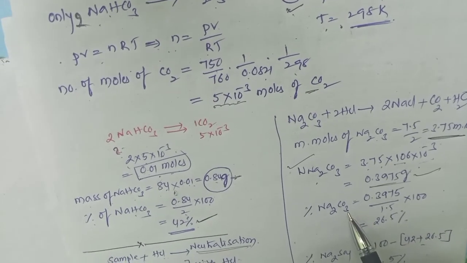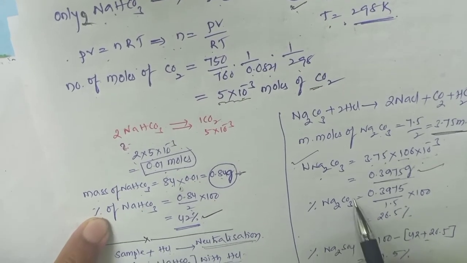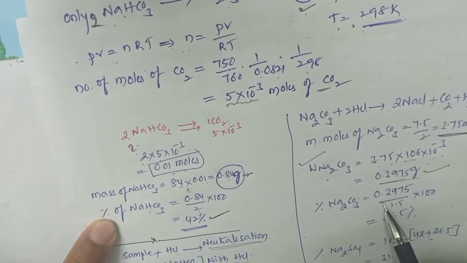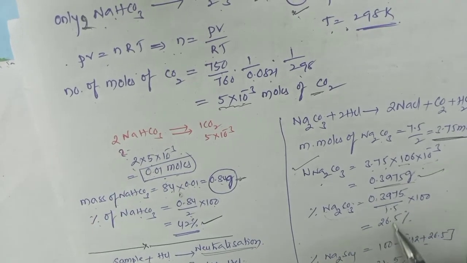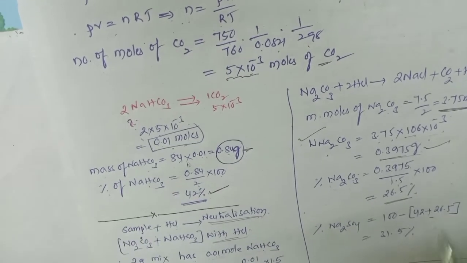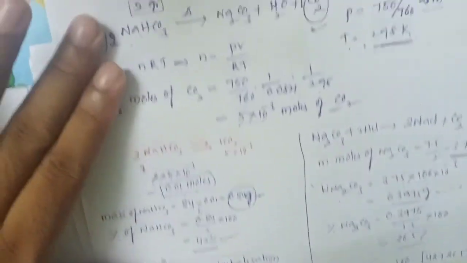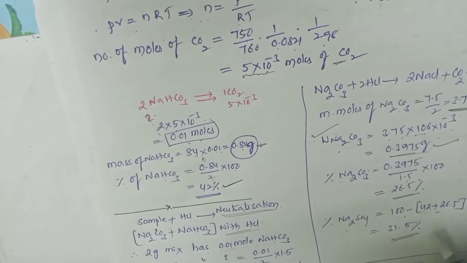Next, so one is completed. Next, Na2CO3. So find the percentage of Na2CO3. 0.3975 divided by how many? Sample is 1.5, into 100. So how much will you get? 26.5 percentage. Next, what about the remaining third one? The third one, Na2SO4, is equal to 100 minus the remaining percentages. Then you will get 31.5 percentage.